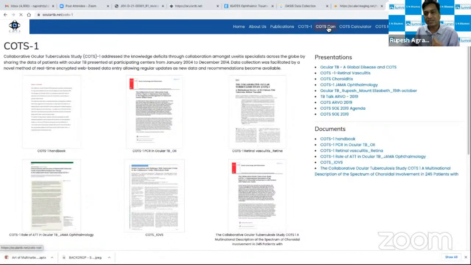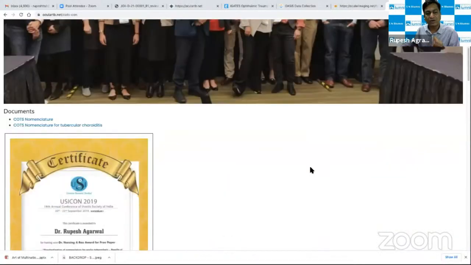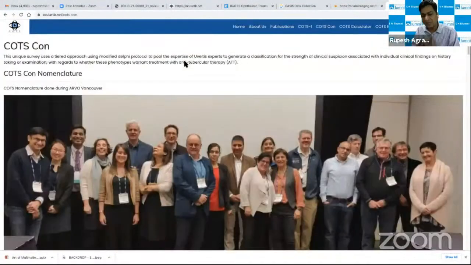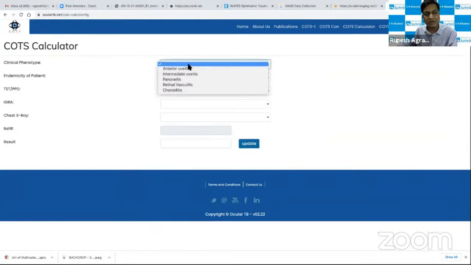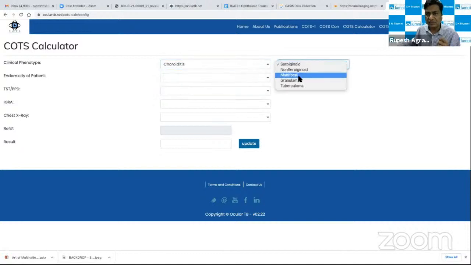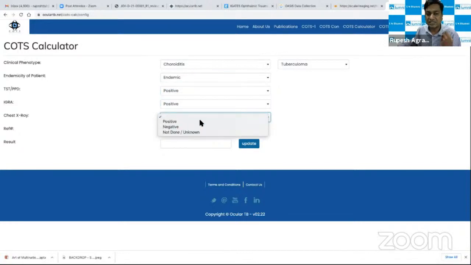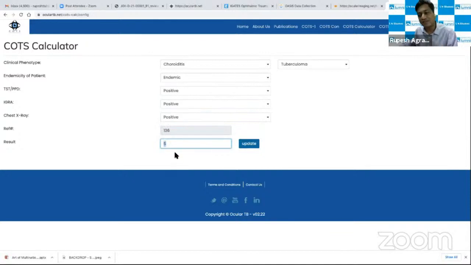But a very interesting thing is that the group got together to present the consensus guidelines, and what we have come out with is a calculator. As you can see, we have an IOL power formula calculation, but now let's see what happens with this calculator. So this is a COTS calculator, and once you give a phenotype, choroiditis, and you can give a label as tuberculoma, you can give whether the patient is from an endemic or non-endemic area, whether the tuberculin skin test is positive or negative, IGRA is positive or negative, chest X-ray is positive or negative, you get a value of 5. And 5 stands for more than 80% of the experts will give the anti-tuberculosis treatment. So this is how you can probably bring the research from the bench to the bedside, as Dr. Nam Perumal Swami was saying in his talk.